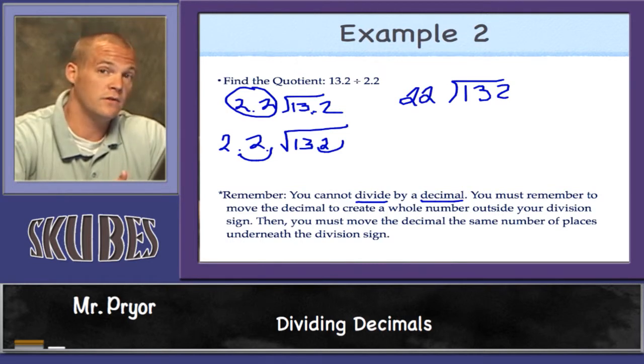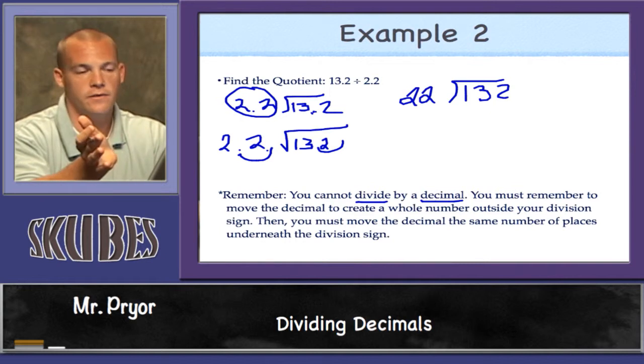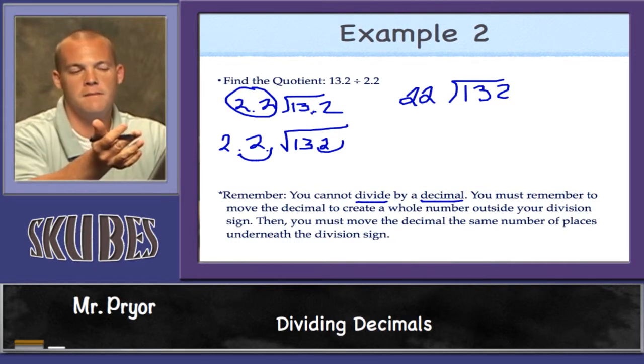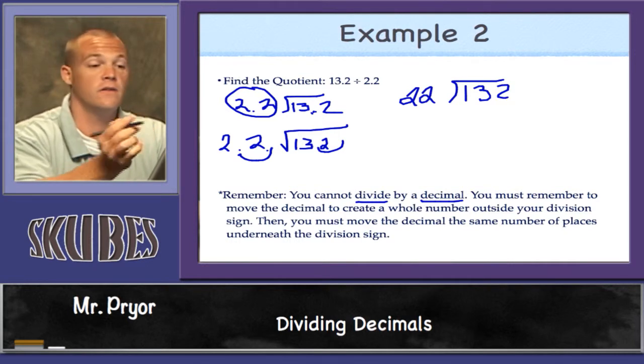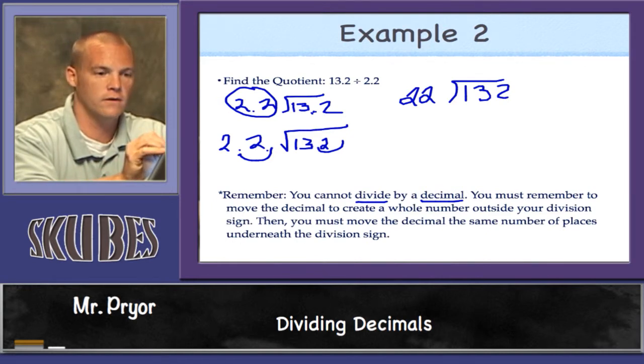Some of you may be able to do that in your head. Some of you may need to do a little trial and error off to the side, and there's nothing wrong with that. It's better to be sure. So 22 goes into 132. I would use maybe 4 or 5 to begin with. So if you're not sure, you have to multiply off to the side. Let's just try 4. 22 times 4 is 88.